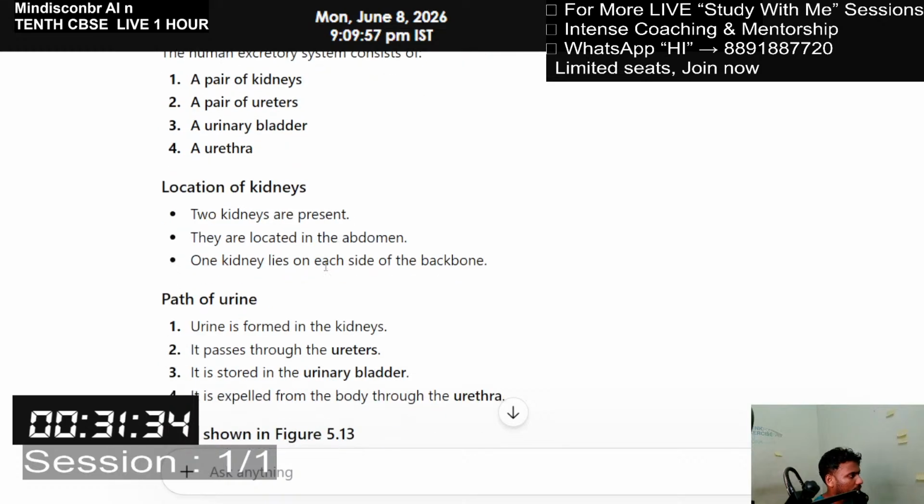Two kidneys are present. They are located in the abdomen. One kidney lies on each side of the backbone.